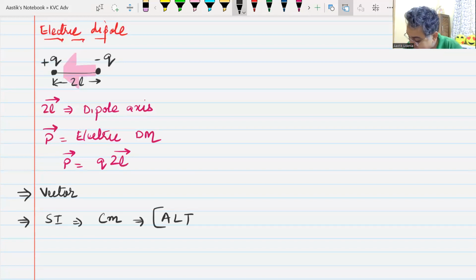Everyone understands this? So whatever we are going to do for electric dipole or for magnetic dipole, they both are similar things. Exactly similar, in fact. The only difference is for electric dipole, we have electric dipole moment P vector, which is given as Q into 2L vector. For magnetic dipole, we have magnetic dipole moment M vector, which is M into 2L vectors. Give you 2 minutes to note this down.